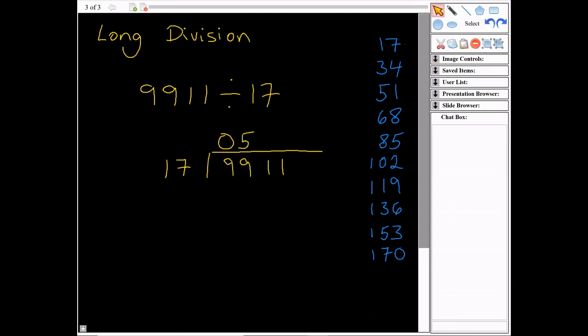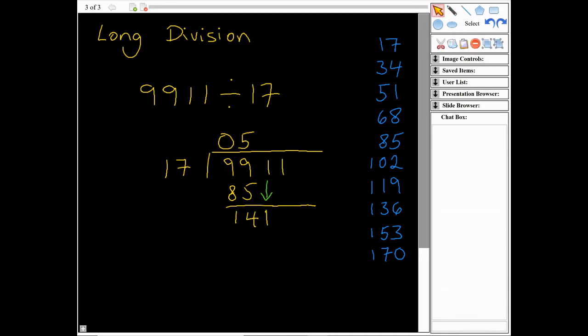And then the 85 I had, which was 5 times 17, I'm going to write that underneath the 99 because I was doing 17s into 99. That's why I need to write the 85 underneath. What I do next is I draw a line across here and I'm going to take away. So I'm going to do 99 take away 85. I'd start by doing 9 take away 5 is 4, and then 9 take away 8 is 1. After I've done that, I need to bring down the next digit. So I bring down that 1 here, and then that is 141.